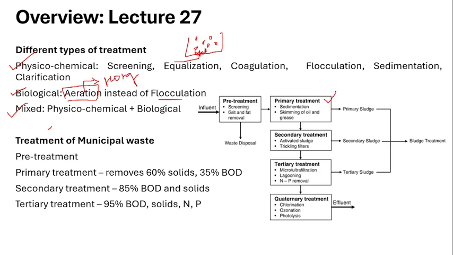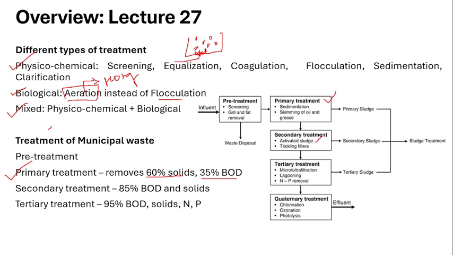So, in the primary treatment, many methods can be involved: the sedimentation of the solid particles can happen, and then skimming of oil and grease. The oil and grease are the major problem, so initially they are removed in the primary treatment itself. Since this step focuses mainly on the solids, it removes 60 percent of solids and 35 percent of BOD. And in the secondary treatment, we use the microorganisms, right? It is a biological treatment.